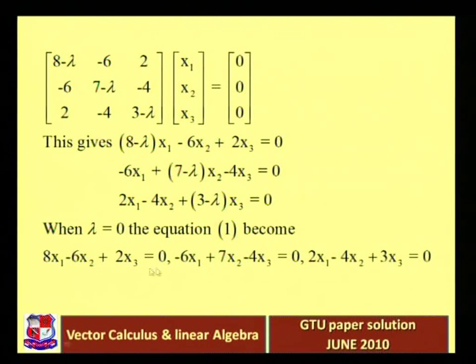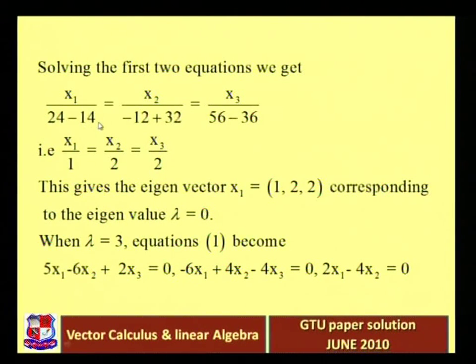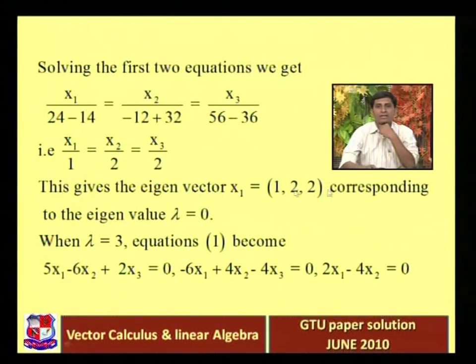minus 2 into 7, so 14. So 24 minus 14, right, that is 10. Similarly here you will get 20, and again here you will get 20. So 10, 20, 20. So finally you will get the corresponding values of x1, x2, x3, that is 1, 2, 2. Okay, so this gives the eigenvector x1 equal to (1, 2, 2) corresponding to the eigenvalue lambda equal to 0.